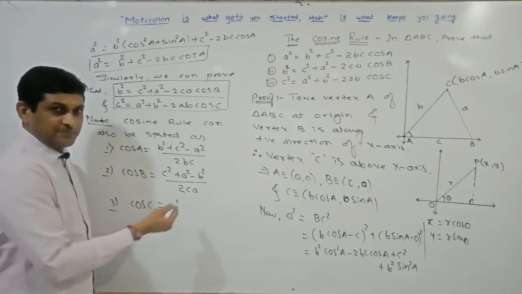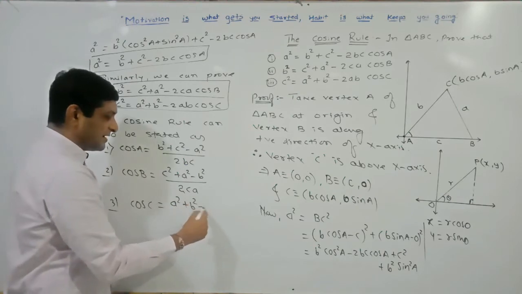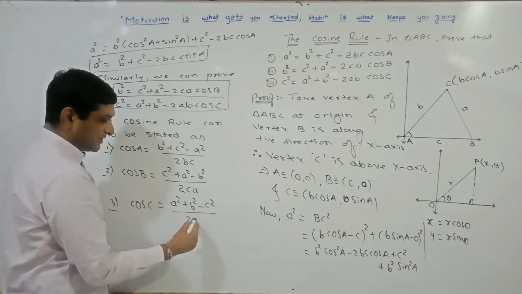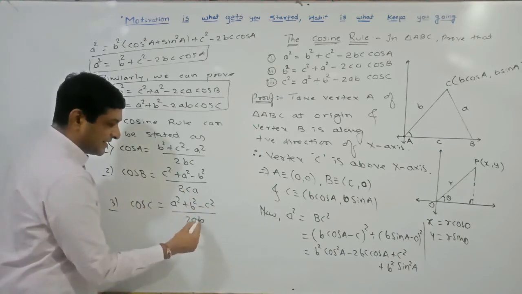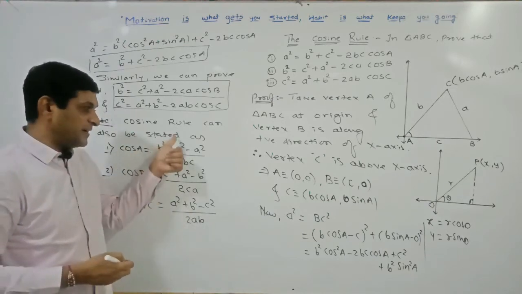Cos C, so c square will be minus. What are the remaining terms? a square plus b square minus c square, and in the denominator 2ab. In the denominator c will be absent. In this way cosine rule can also be stated in this form.